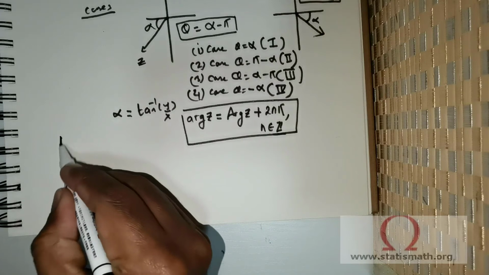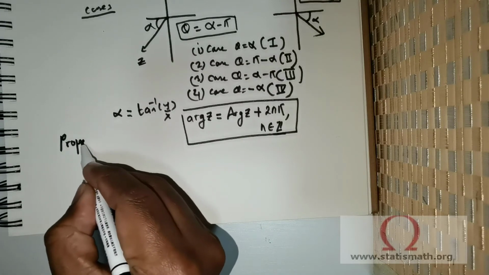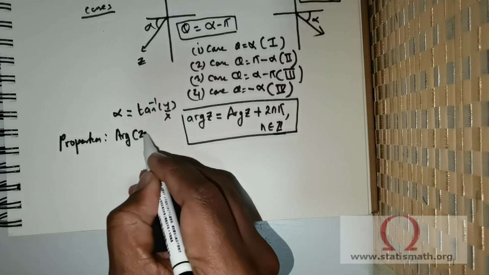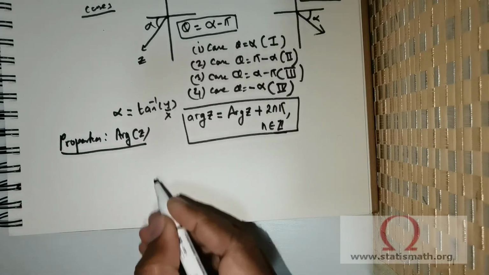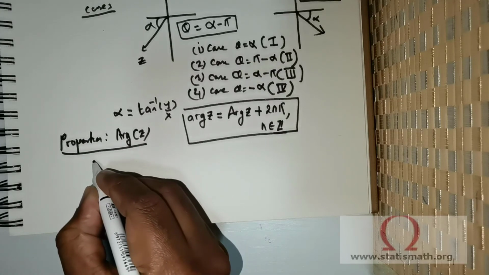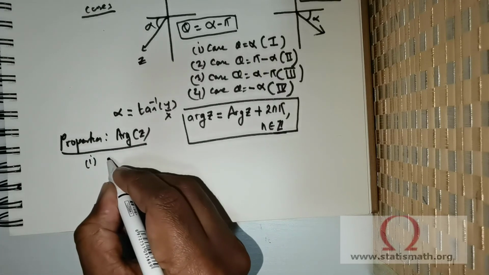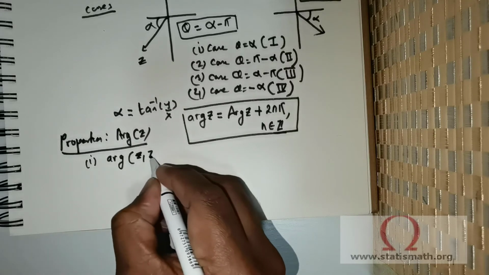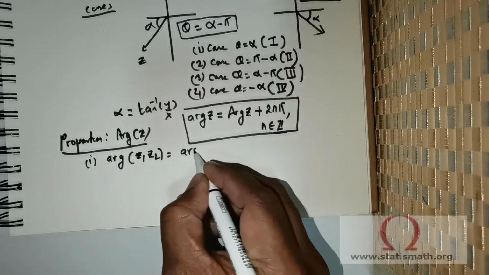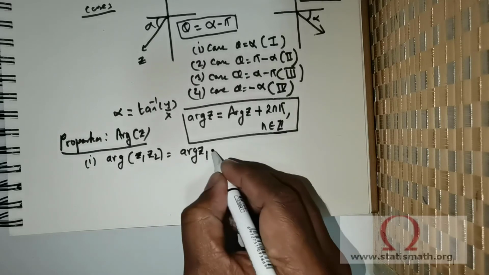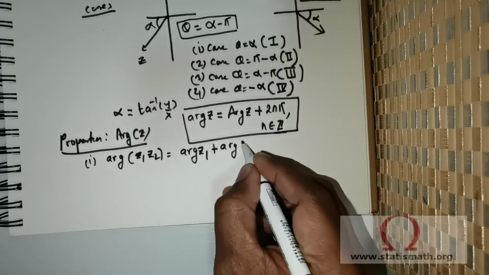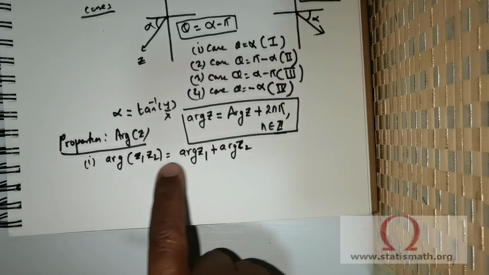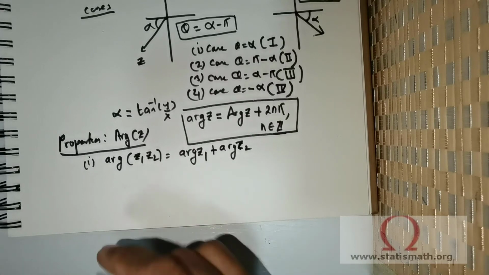Students, you should also know the properties that are connected with the argument of a complex number. These are some of the important properties you have to know. The first and foremost property is that the argument of a product, say z1 times z2, is equal to the argument of the first complex number added to the argument of the second complex number. So the argument of the product is equal to the sum of the arguments. This is the first property.